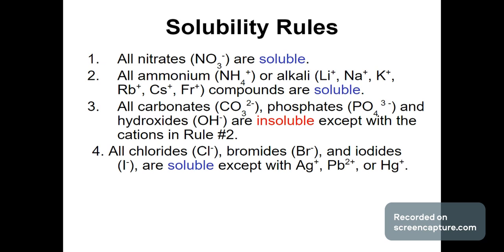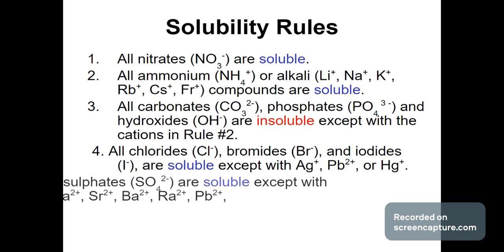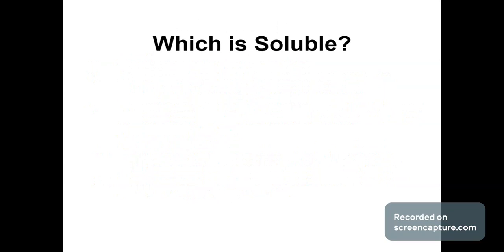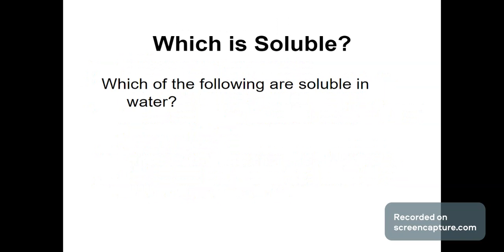All chlorides, bromides, and iodides are soluble except for lead, silver, or mercury, not magnesium, mercury, Hg, mercury. My apologies. And then number five is that all sulfates are soluble except for the ones with the following elements: calcium, strontium, barium, radium, and lead, which is soluble in this example here in terms of water.